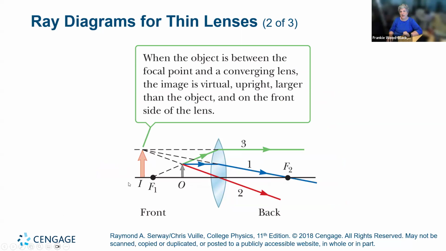Okay. If I put my object inside the focus, I'm going to get some diverging rays here, and my image will become a virtual image.